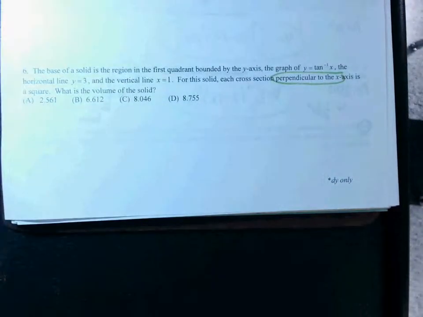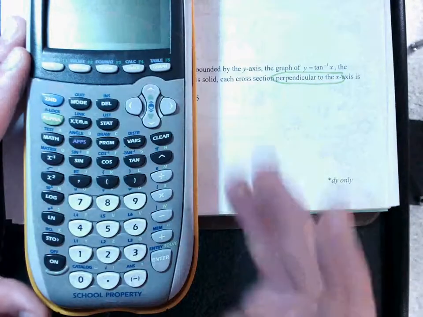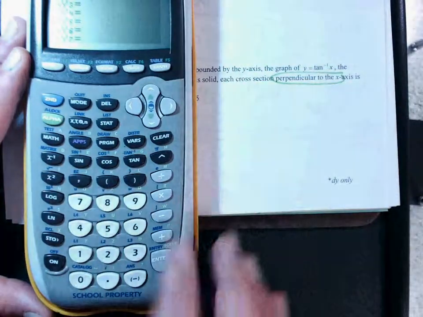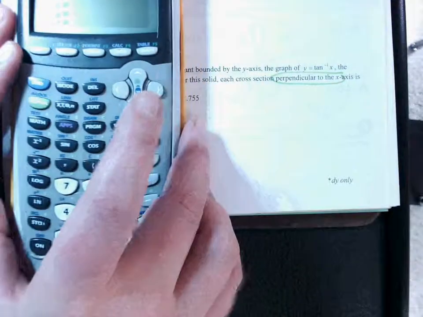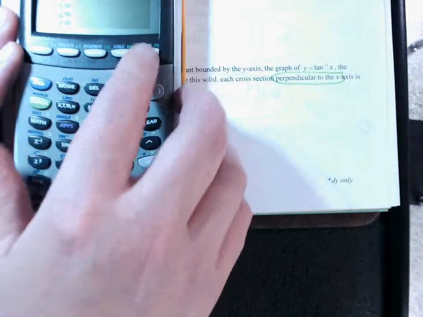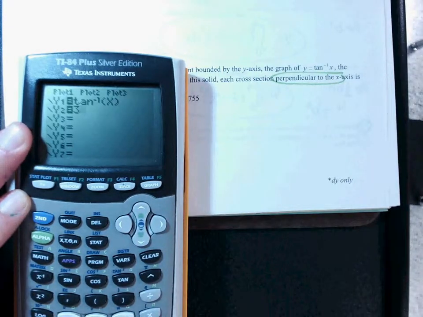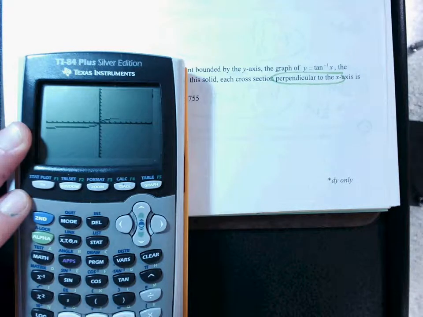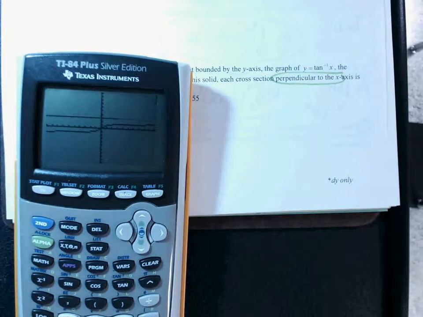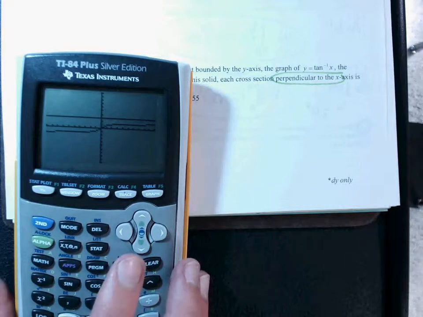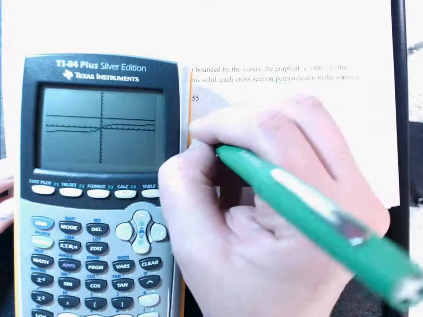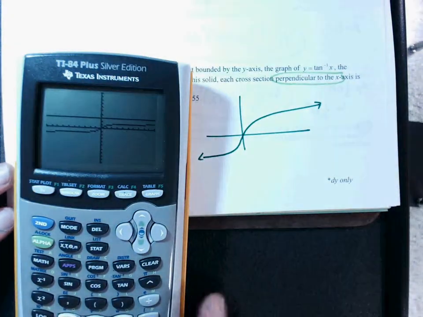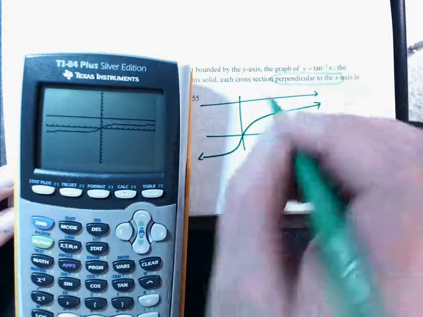Okay, so your equation is y equals inverse tan x. Now remember that if you have a calculator, don't try to graph it by hand, just do it in here. So inverse tan x looks like that. Okay, and then my other equation is y equals 3. So I'm going to graph those on here. So y equals tan x, y equals 3. Okay, there's inverse tan x. There's y equals 3. So I'm going to sketch that now onto my paper. So it looks like it goes like that. Okay, and then y equals 3 was up here.